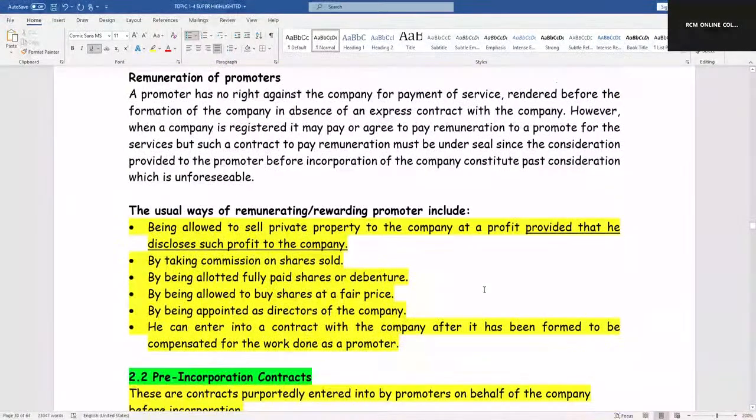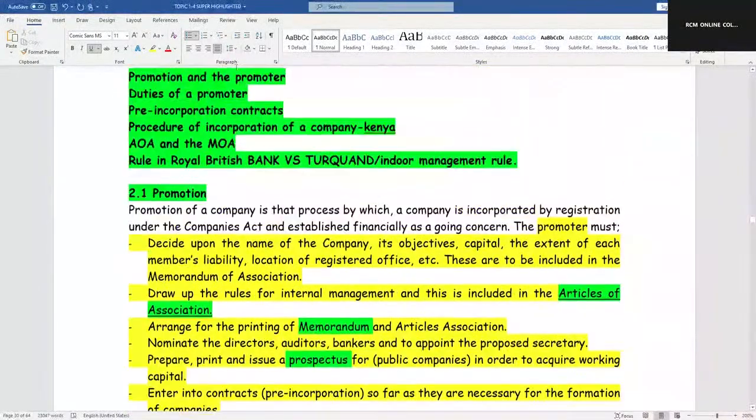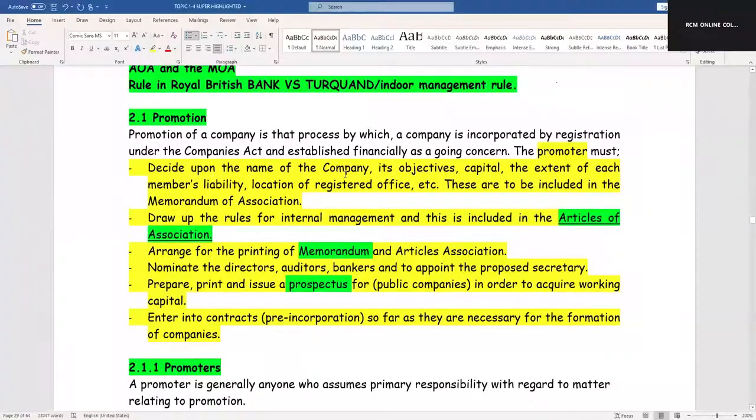Then you have remuneration of a promoter. To remunerate is to compensate the promoter for the work he has done. Ideally, under the law, there is no requirement that the promoter must be paid for the services he provides in forming the company, even though he plays a key role, undertaking all these duties to ensure the company comes into existence. So legally, there is no way the promoter can be remunerated or compensated.